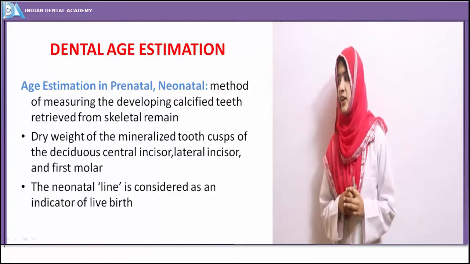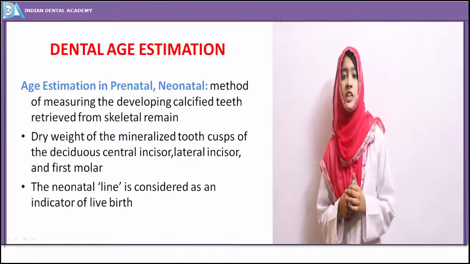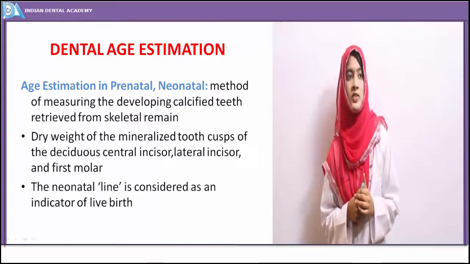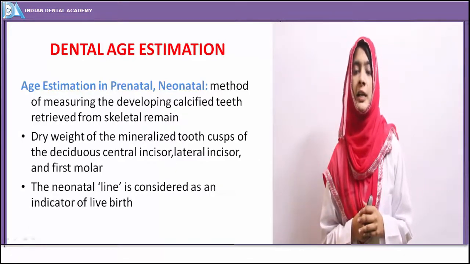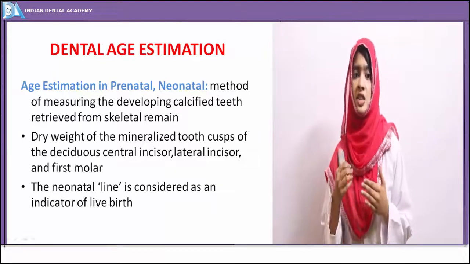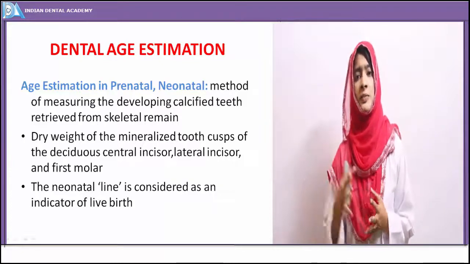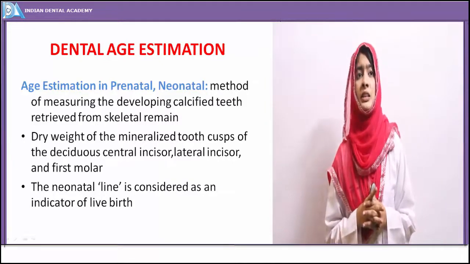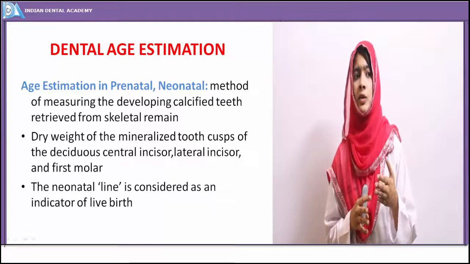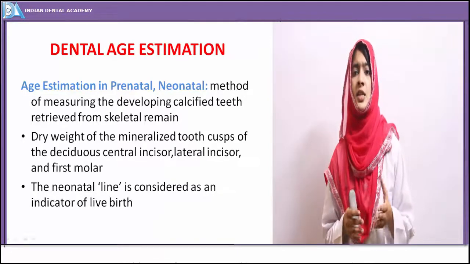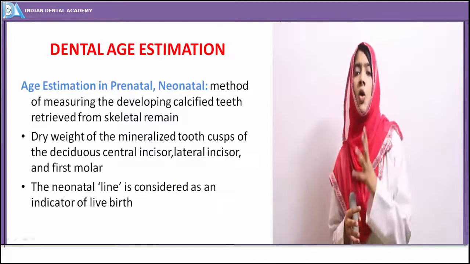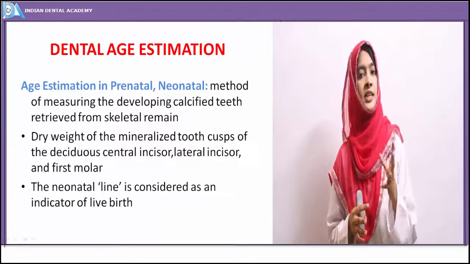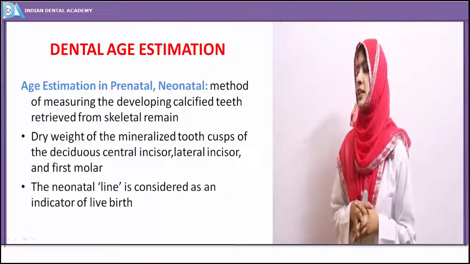So how do you identify the age estimation? Initially, the calcification of teeth was taken into account. We know the calcification of teeth just begins at 3 to 4 weeks intrauterine, 7 weeks intrauterine, and it progresses about 3 to 5 months intrauterine. And mostly by about 14 months post birth, almost all the teeth of the oral cavity are calcified. Even the permanent teeth show calcification.